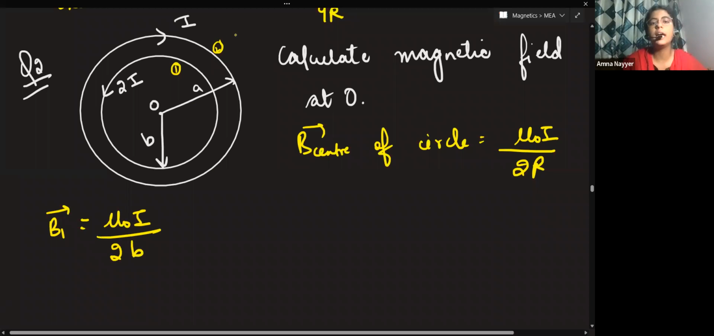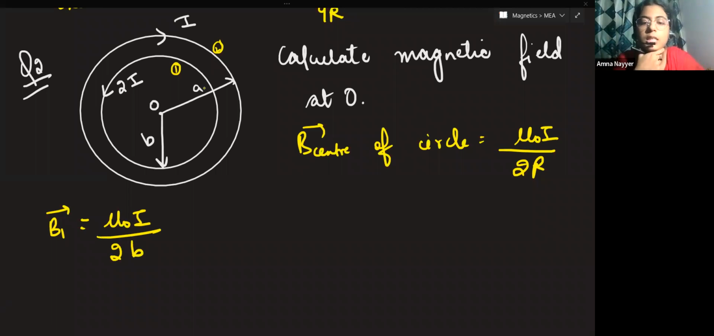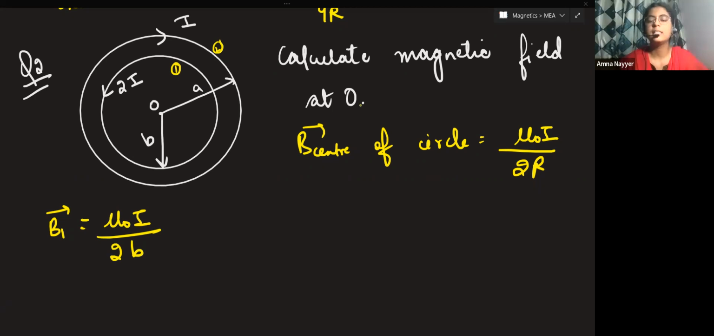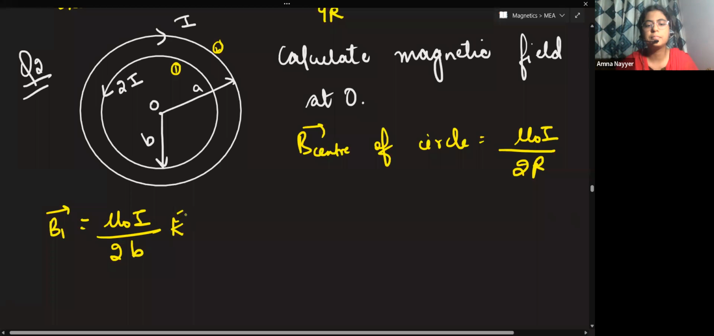All right, now the direction. Samira, can you tell the direction for the first one? It is K cap. Yes, right. See, moving along the sense of current. Current is moving anti-clockwise like this. So curl your fingers like this, in the anti-clockwise direction. Thumb is leading away from the screen. Out of the screen means towards me, that is outwards. So outward means K cap.